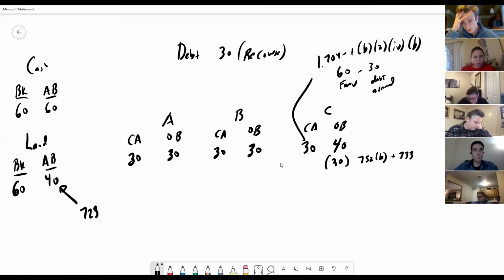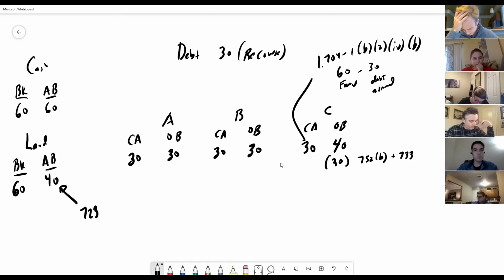But we're not done. That's step 2. Step 3 is now the partnership debt has gone up from 0 to 30. It was 0 before this transaction. Now it's 30. Now we have to apportion the debt among the partners. It's a recourse debt. And we ask again, if everything sort of went up in smoke, the creditor comes knocking, who bears the economic risk of loss?